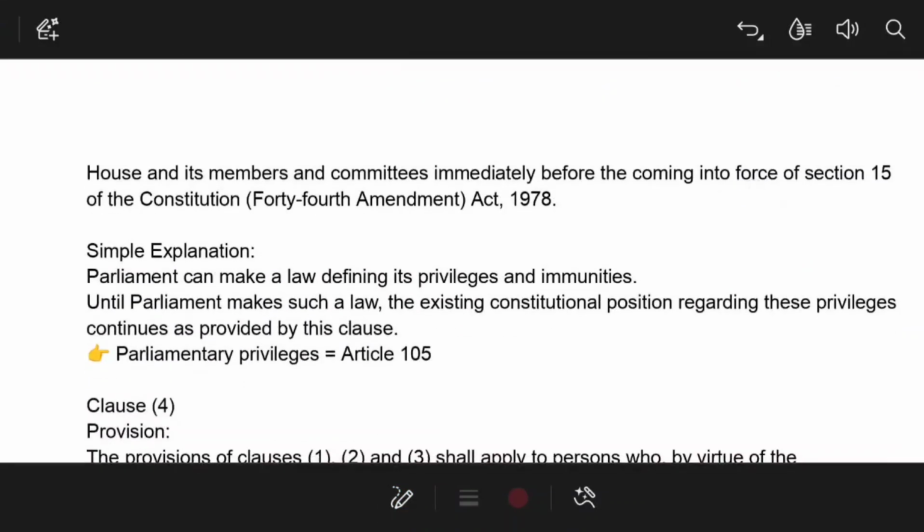Simple meaning, the House and its members and committees immediately before the coming into force of section 15 of the Constitution 44th Amendment in 1977. Simple meaning that if Parliament thinks there should be an additional privilege or power available to the members of the House, then the law making power regarding this lies with the Parliament. Clear? But don't think that it lies with the state legislature as well for the MLAs. No, that power completely lies with the Parliament.